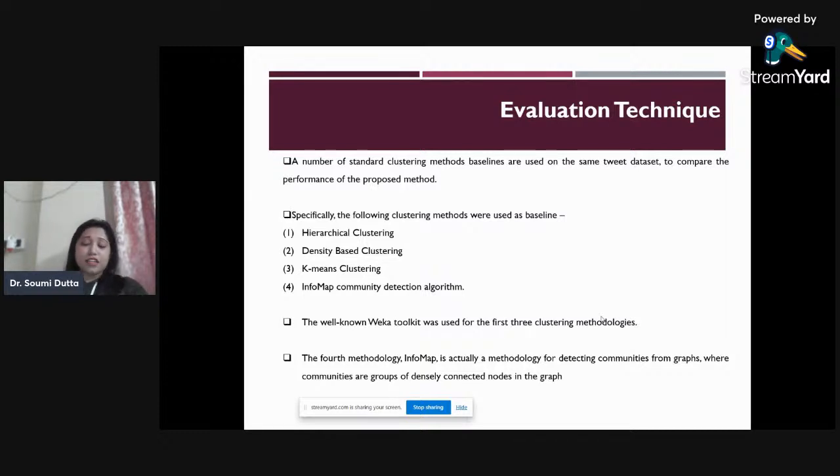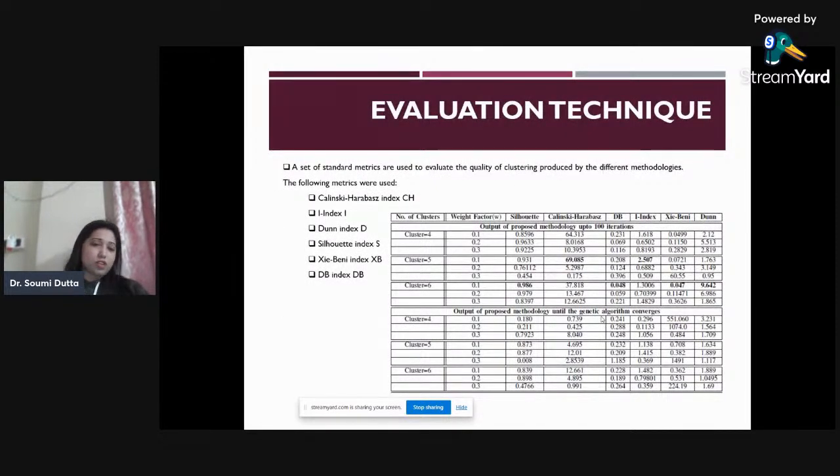So considering all, I have tried to find out. If you're working with some graphical technique, definitely you should go for some community detection algorithm, because it always gives you good outcomes. Okay, so here is the outcome you can see.